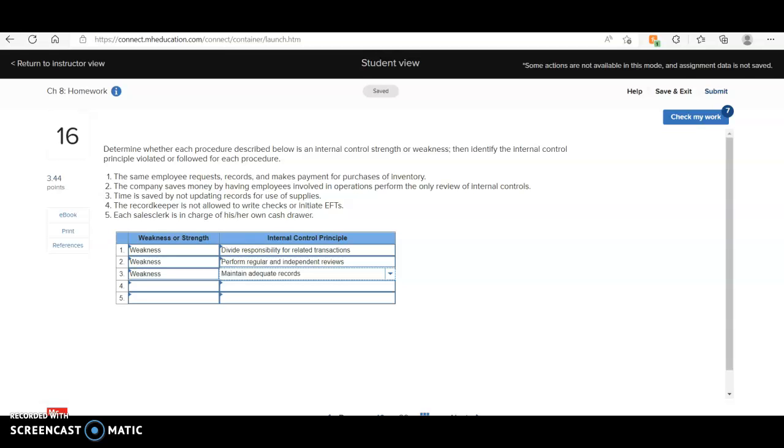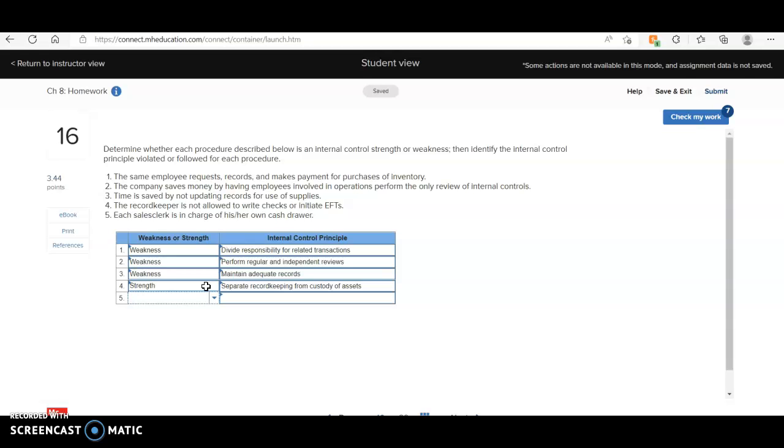Fourth, the record keeper is not allowed to write checks or initiate EFTs, which stands for electronic funds transfer. So that's a strength because we don't want the person that's doing the records to be able to write the checks. We want to have that separation. So that's a strength. And in that case, we're looking at separating the record keeping from the custody of assets.